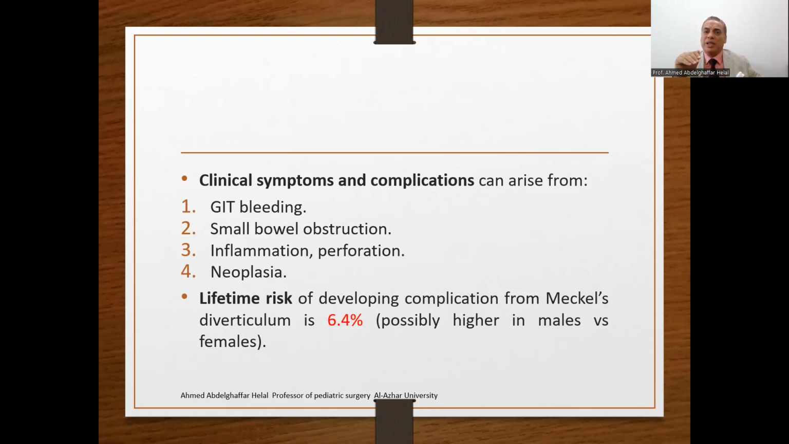Yes, may be related to intussusception. This Meckel acts as a lead point and may get inverted inside the lumen of the ileum, and we will speak about this. Or it may be related to the presence of an internal hernia, or to volvulus around this band. Inflammation, acute Meckel diverticulitis may be very similar to acute appendicitis, and clinically, it may be very difficult to differentiate both conditions. Neoplasia, very rarely a neoplasm may arise in the Meckel diverticulum. This is reported in many papers, in the elderly. Lifetime risk of developing complications from Meckel diverticulum is about 6.4%, possibly higher in males versus females.